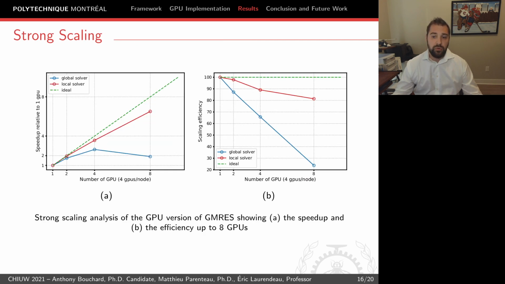Now we move on to a strong scaling analysis. In these graphs, the blue line is the GMRES solver with communication, and the red line is the GMRES solver without communication. It's evident from these graphs that there is a communication or a synchronization problem between the locals, which ruins the scalability of the algorithm. If all the communication and synchronization points are removed, the GMRES solver maintains a relatively good scaling efficiency above 80%.